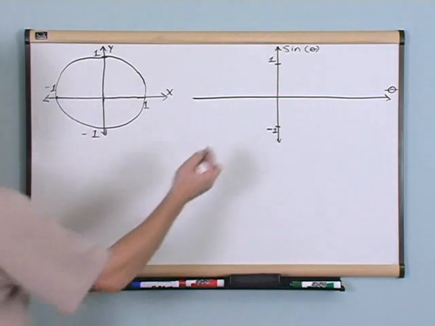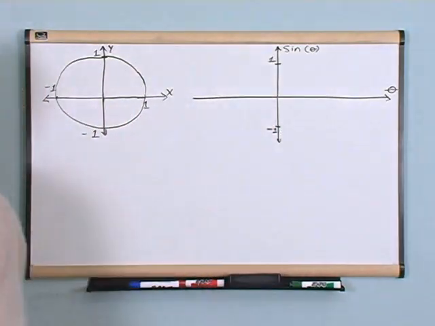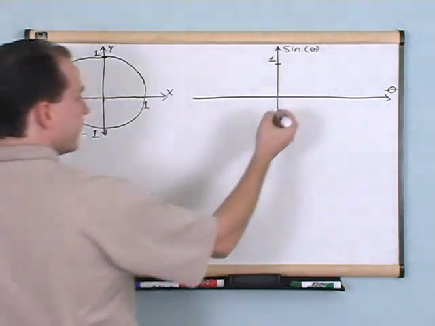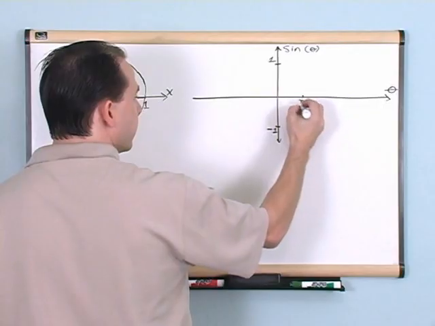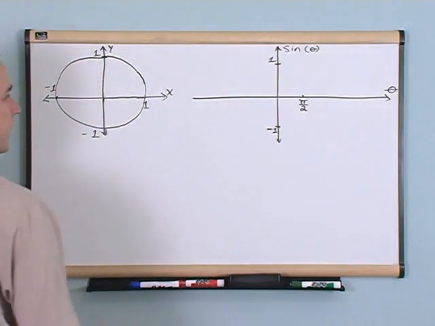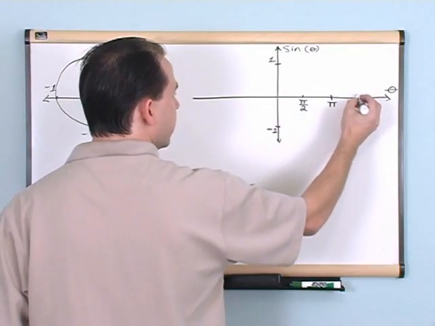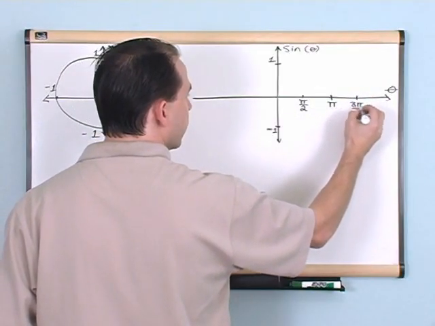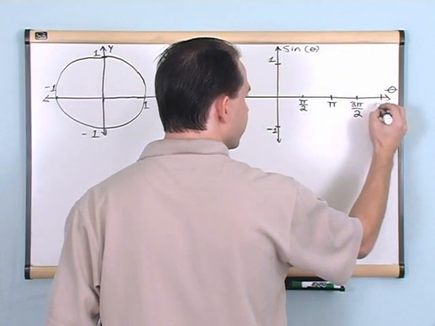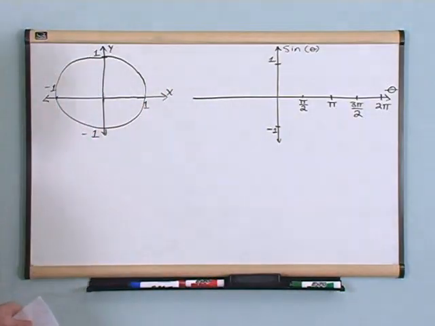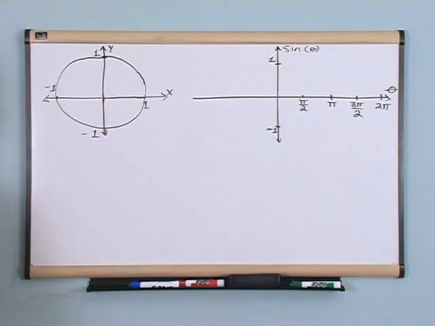So here at theta equals 0, we're going to write some things down. This is 0 radians. This is pi over 2 radians. This is pi radians. This is 3 pi over 2 radians. And this we're going to say is 2 pi radians over here. Now let's figure out why I picked these particular angles.